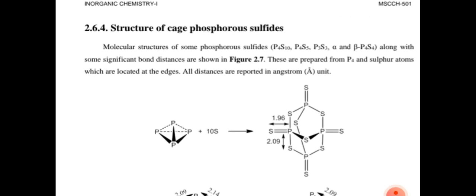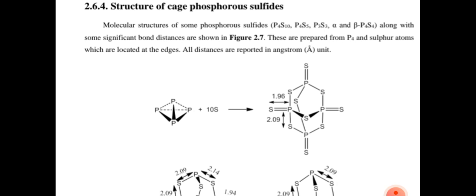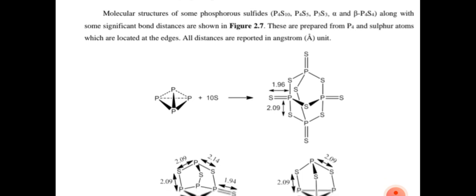Structure of cage phosphorus sulfide. Molecular structures of some phosphorus sulfides, P4S10, P4S5, P4S3, alpha and beta P4S4, along with some significant bond distances are shown in figure 2.7. These are prepared from P4, and sulfur atoms are located at the edges. All these are reported in Angstrom units.